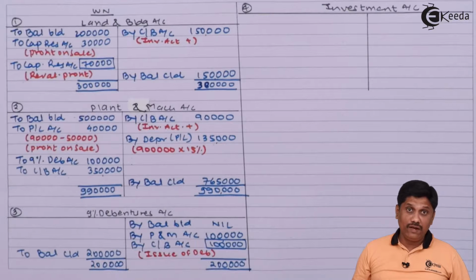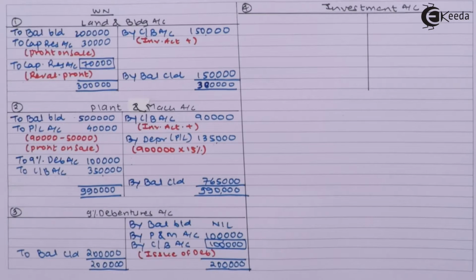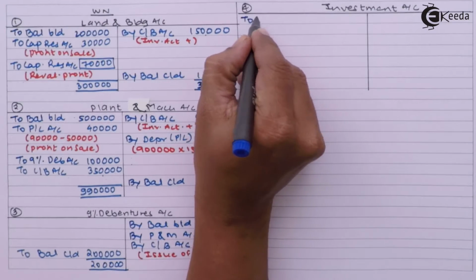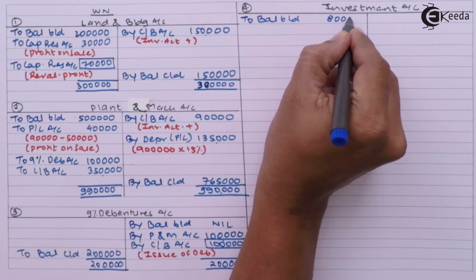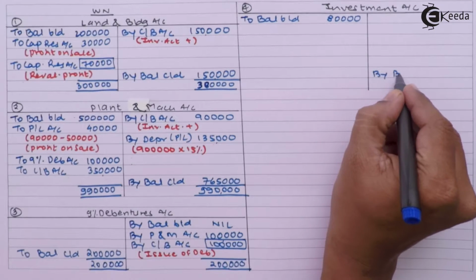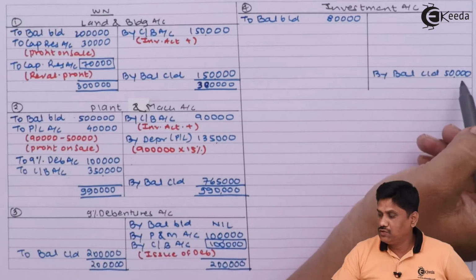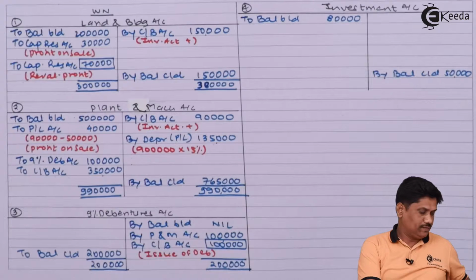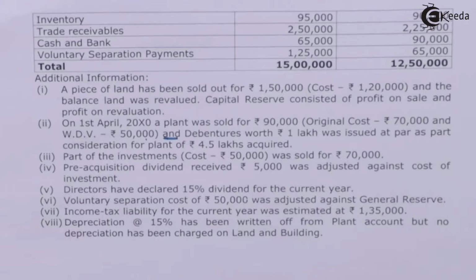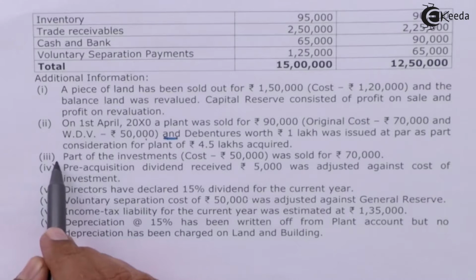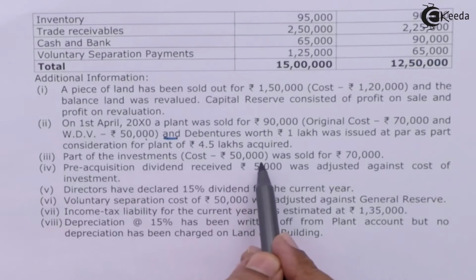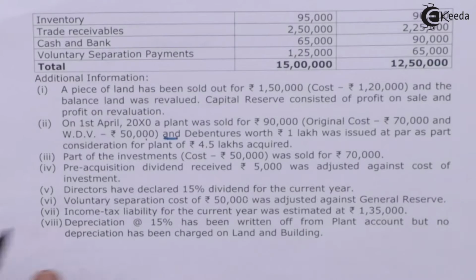I am writing opening and closing balance in that. Opening balance 80,000, closing balance 50,000. Let us read the information, students. Third information. Part of the investment costing 50,000 sold for rupees 70,000. So when investments are sold, cash account debit to investment account credit will be your first entry.